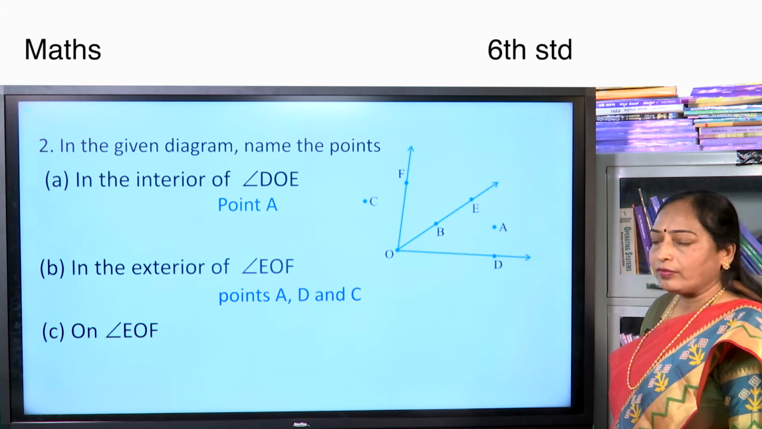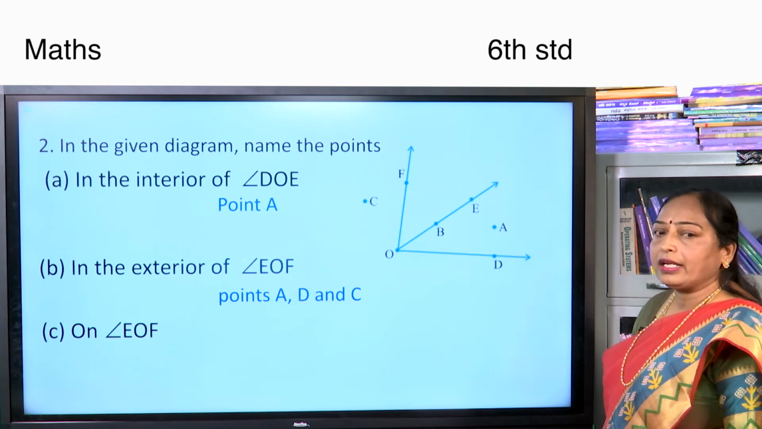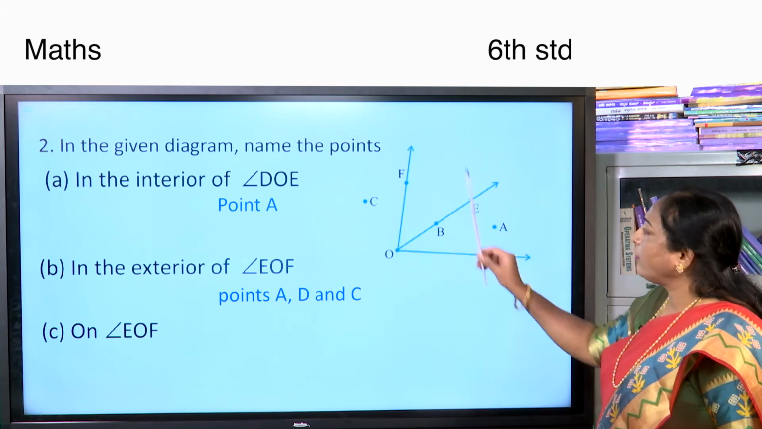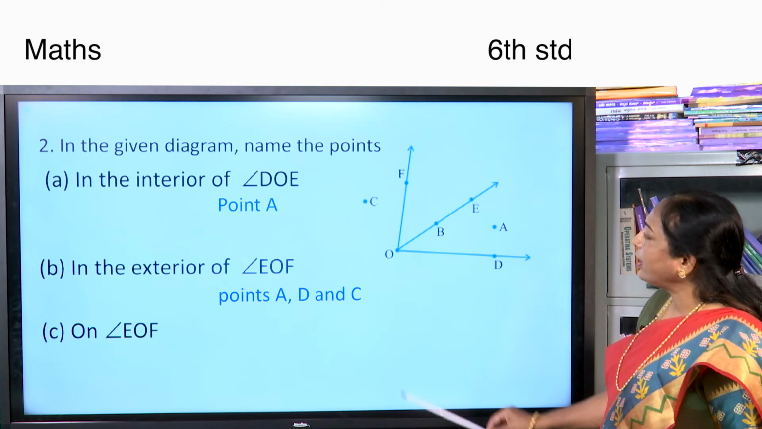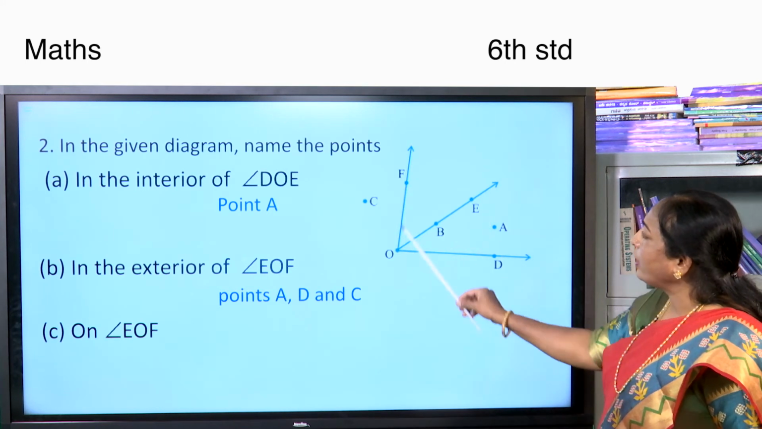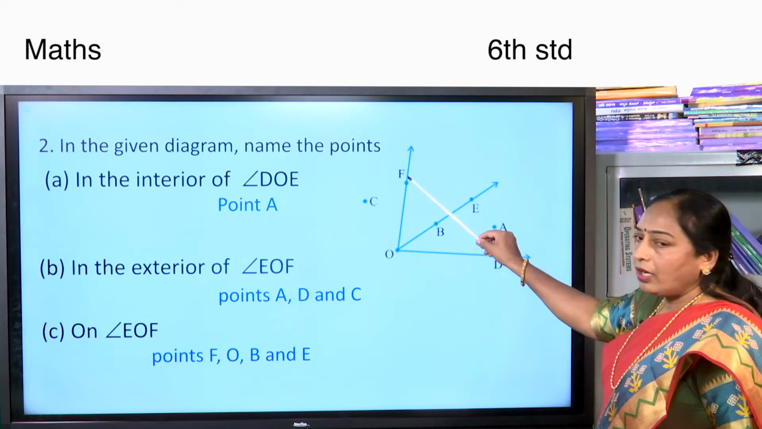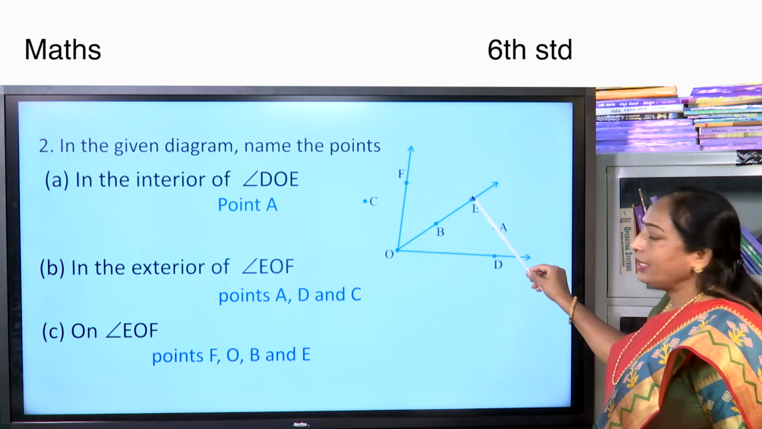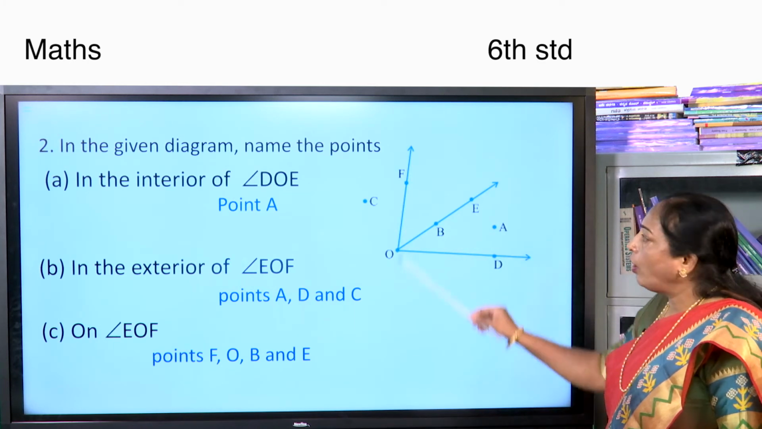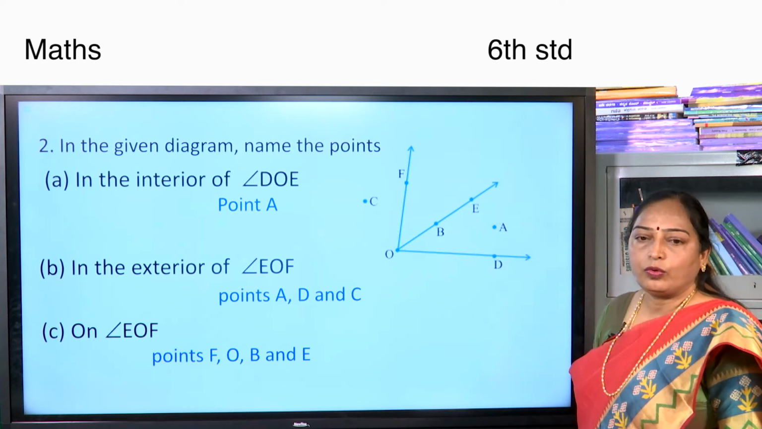On the angle EOF, what are the points situated on the angle EOF? The points F, O, B and E are on the angle EOF.